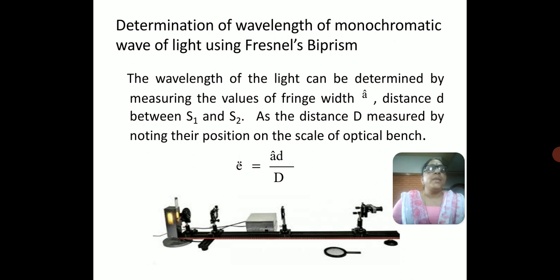So here beta is the fringe width, small d is the distance between the two virtual sources, and capital D is the distance between the biprism and the screen, which can be easily measured through the optical bench, which has a scale attached to it.